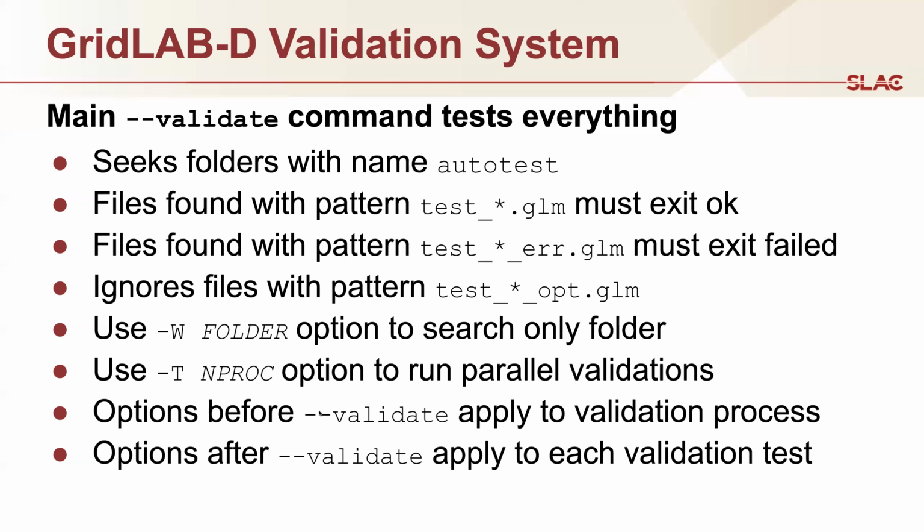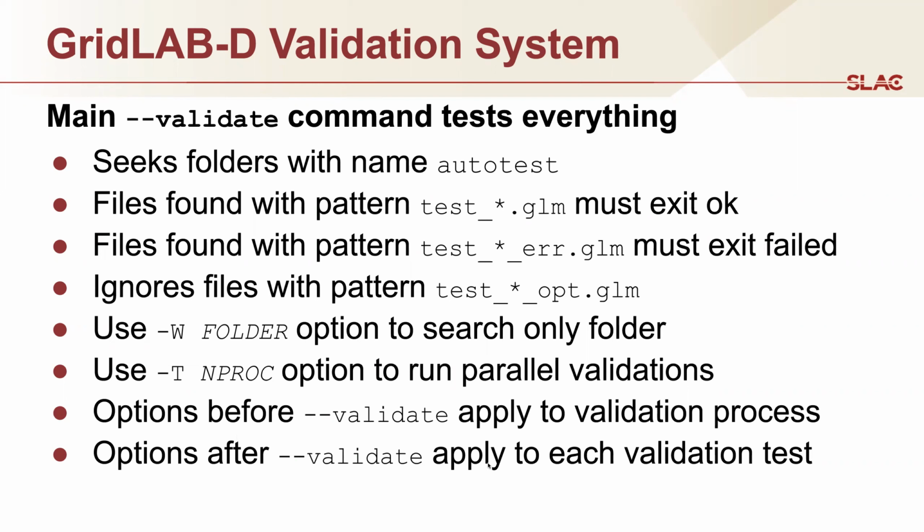This seems like a pretty obscure little feature, but if you think about it, the -T proc option really only applies to the validation sequence. We don't want it to apply to each individual simulation. We want each individual simulation to use only one processor, the one it is assigned. And so that kind of feature is important to understand.